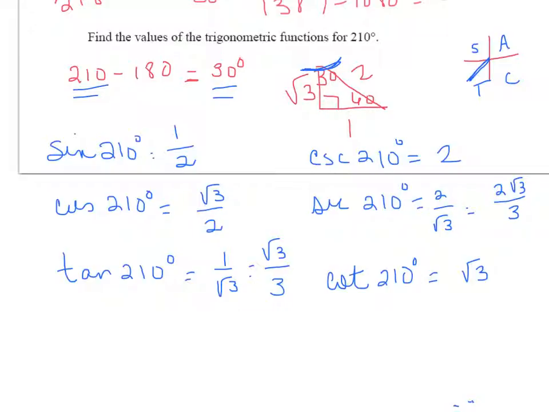So think about it. Which ones are the only ones that are positive? Tangent and cotangent. So sine, cosine, cosecant, and secant are all negative. So those are things that we need to remember. Tangent and cotangent are positive. You will be graded on that and graded accordingly. You have to get your signs correct.